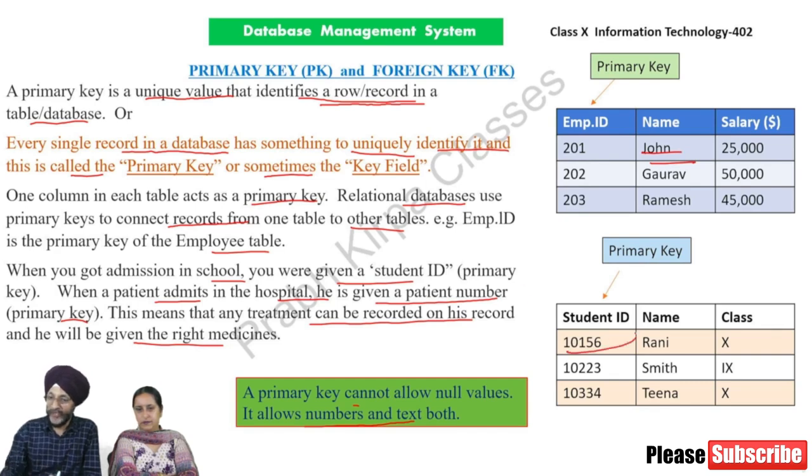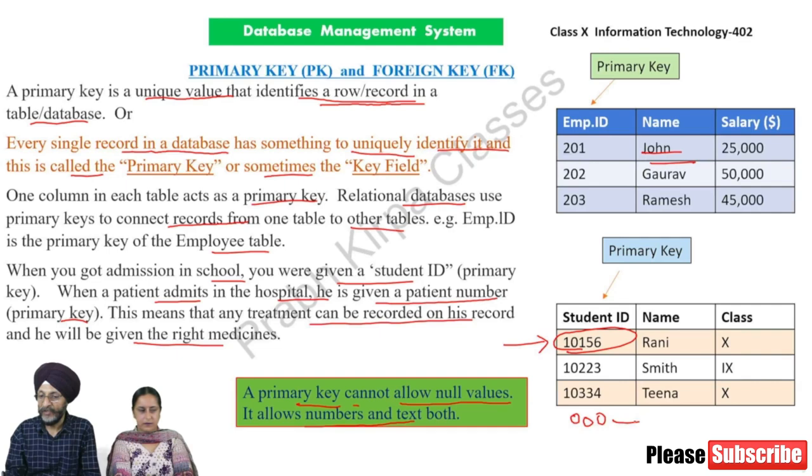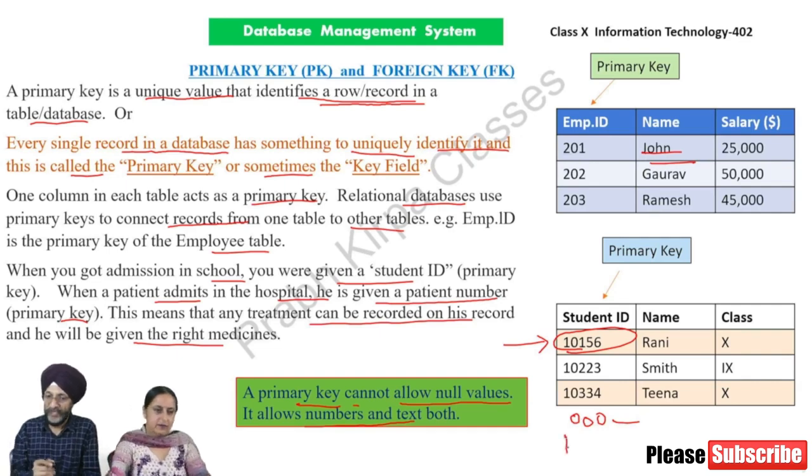students are given a student ID. This is the primary key. Each student is given a different student ID so that the name becomes a unique record. At the same time, it must also be remembered that the primary key cannot allow null values. It means that we cannot allot 0 in case of a primary key. If we want a student ID to be 0, it means nothing. It should be either in numbers or in text.